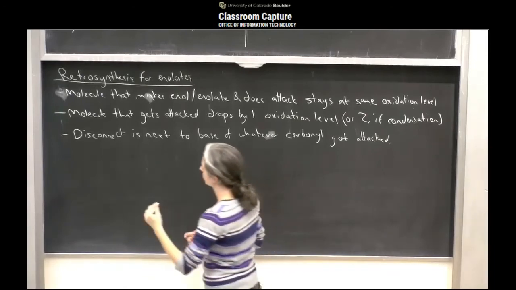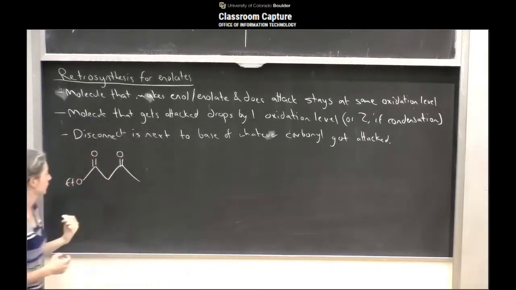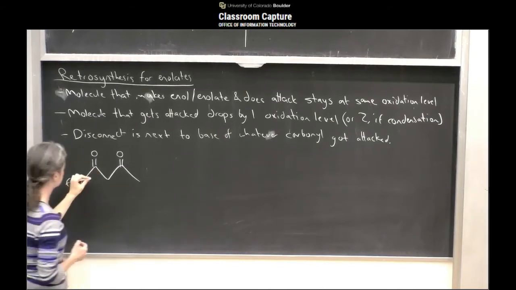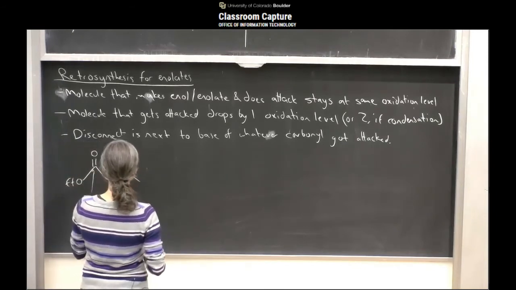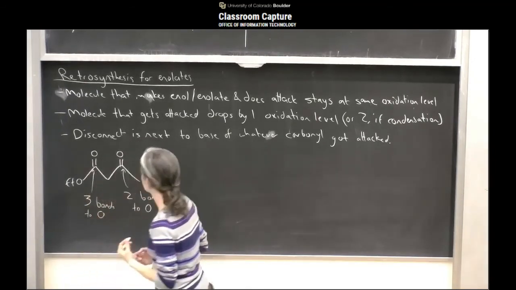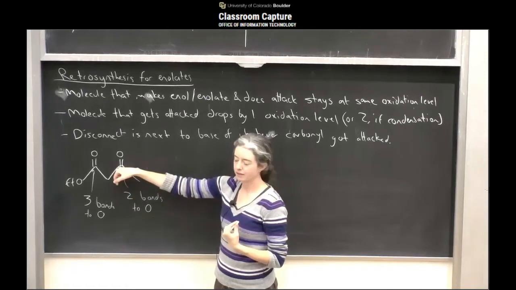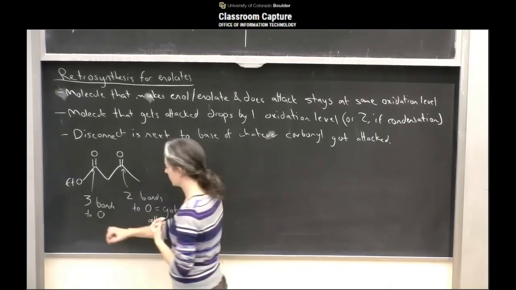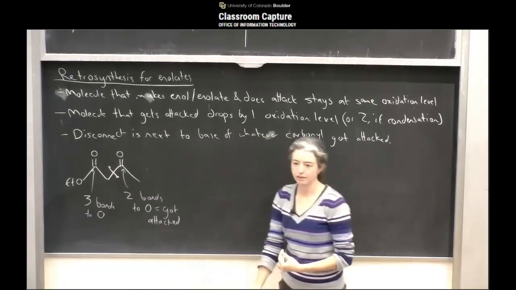Okay. So if I give you this, so I've got this carbon here has 3 bonds to O. This one here has 2 bonds to O. Odds are pretty good that they started out at the same oxidation state, and this is the one that got attacked. And this is the one that did the attack because it's still got all 3. So I'm going to draw the disconnect next to the base of the one that got attacked right there.